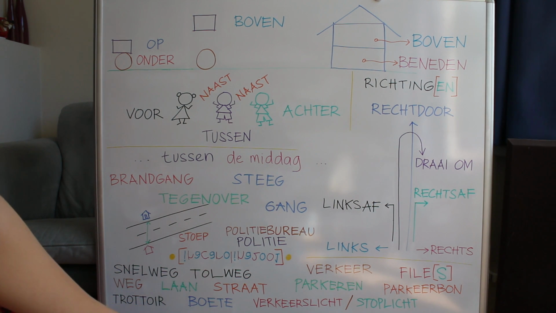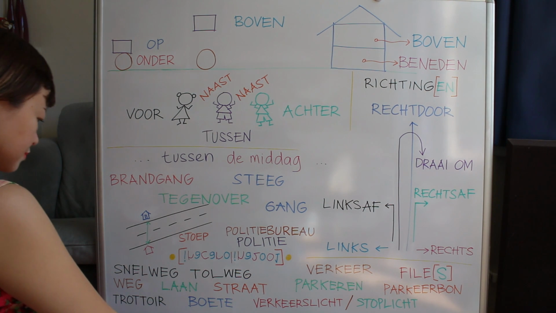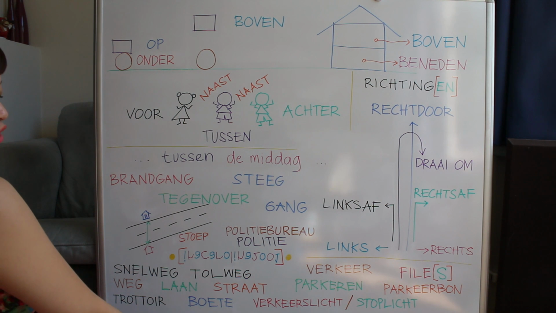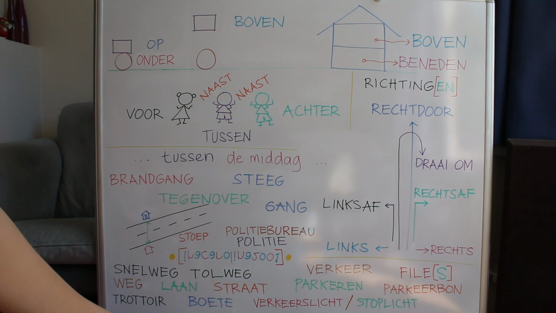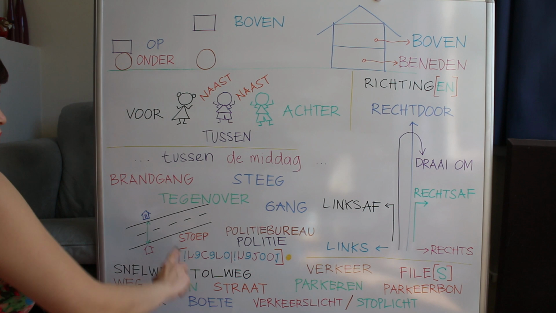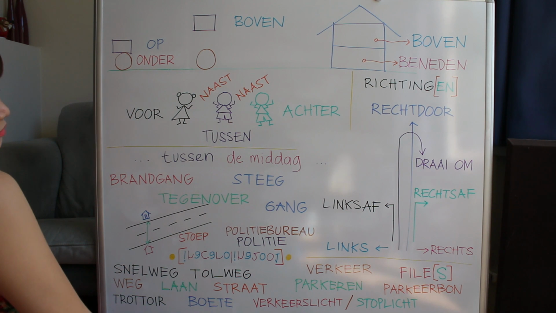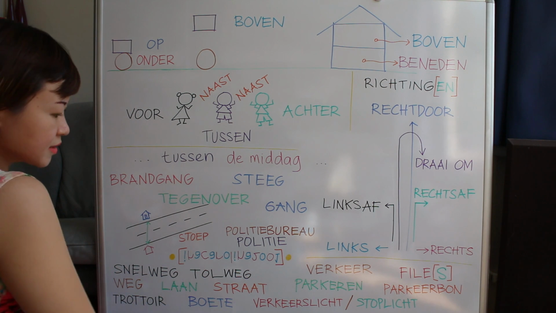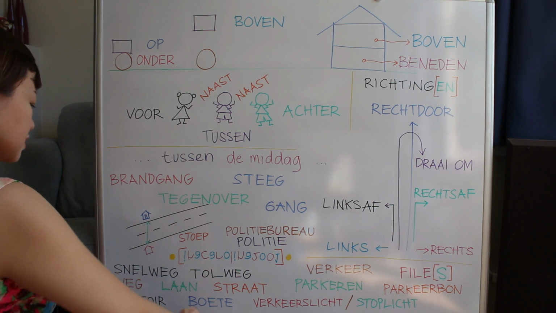Laan is street or avenue or road. Straat is street. And trottoir, it was from this one, stoep. And we have fine, boete.